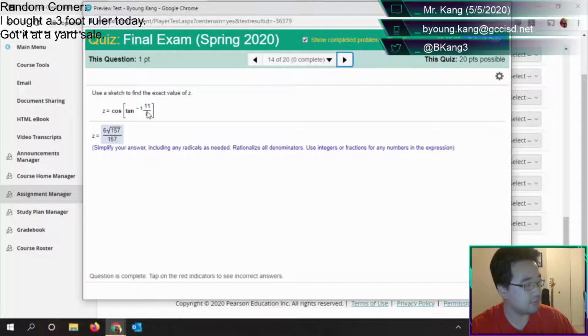This one you had to do the little triangle thing, so draw a triangle that has an opposite of 11, adjacent of 6, do Pythagorean theorem to find the hypotenuse, and then do the cosine of that triangle.